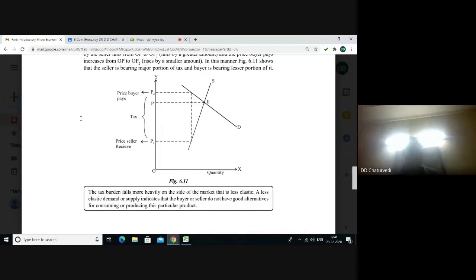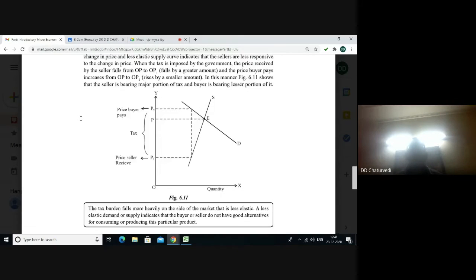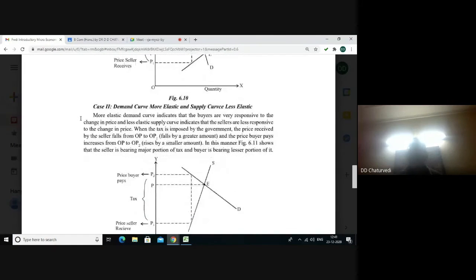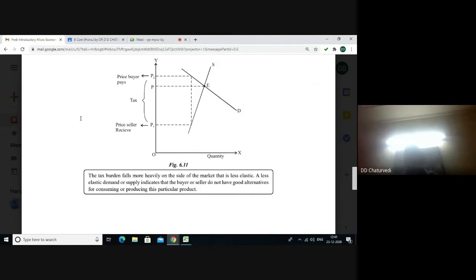So we can conclude that tax burden falls more heavily on the side of the market that is less elastic. So in figure 6.10, demand curve is less elastic. So there will be more burden on the buyer because tax burden falls more heavily on the side that is less elastic. We all know that whenever we go for purchasing any product which is inelastic in demand, that means we do not mind even paying higher price. But when elasticity is high, we are very sensitive to the change in the price.